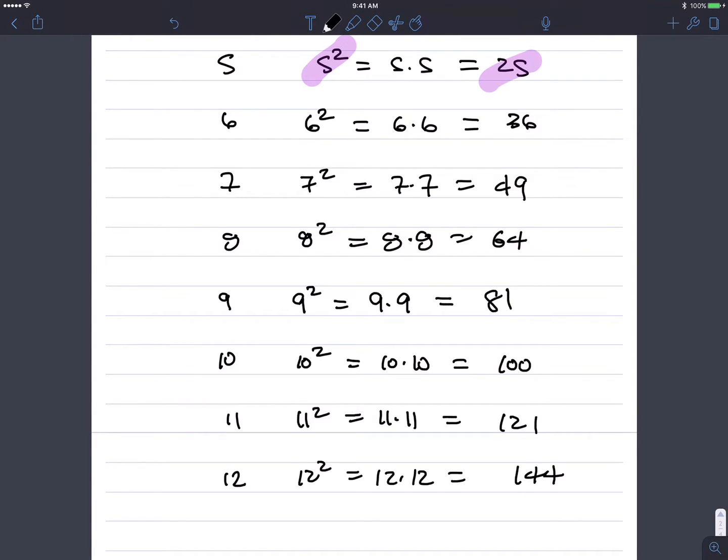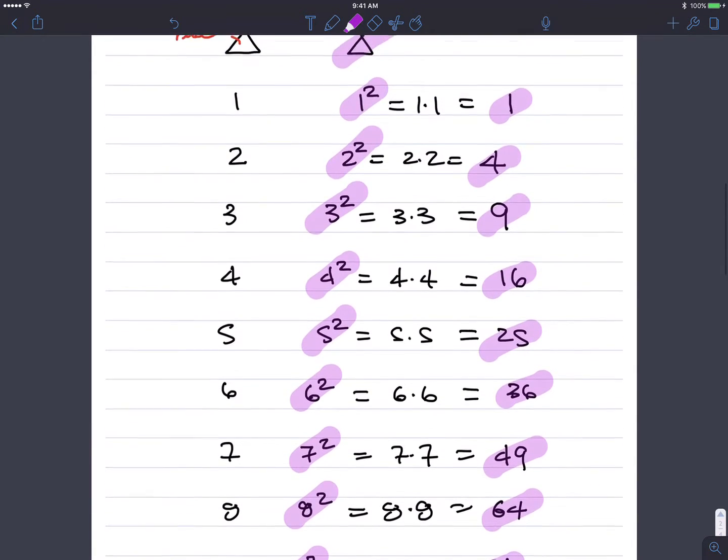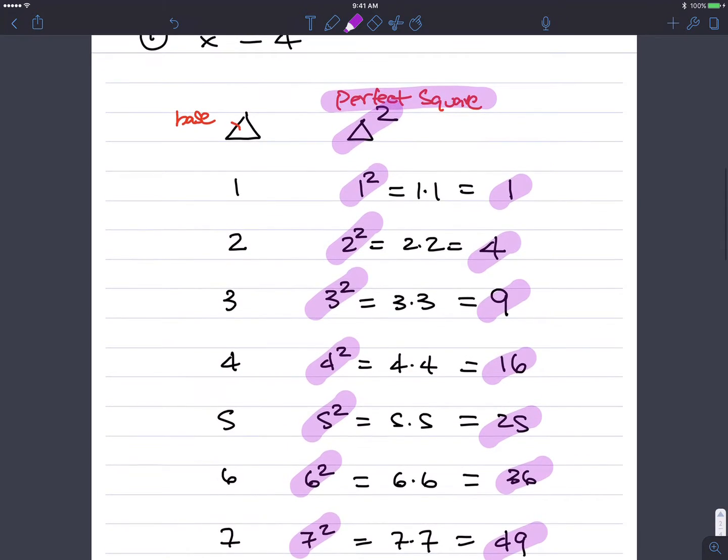Now the good news is 6 squared, which is 36, perfect square. 7 squared, which is 49, perfect square. 8 squared is 64, perfect squares. 9 squared, which is 81, perfect squares. 10 squared, which is 100, perfect squares. 11 squared, which is 121, perfect squares. 12 squared, which is 144. All these numbers are perfect what? Squares.